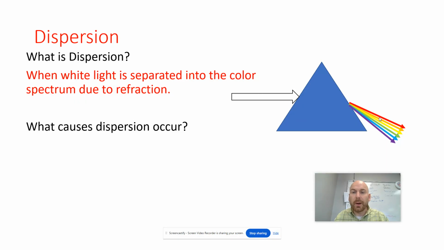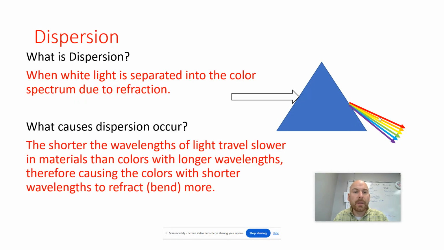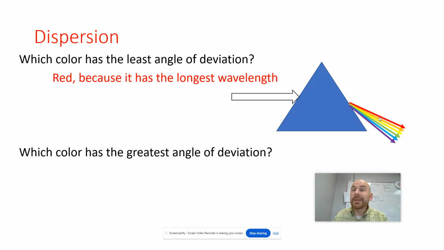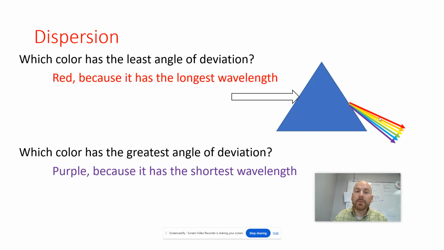So the white light is being separated out into the color spectrum, and the reason this happens is that shorter wavelengths of light travel slower through the material than longer wavelengths, therefore causing the shorter wavelengths to refract or bend more because they're affected more by that material. So which color has the least angle of deviation? Red, because it has the longest wavelength, and purple has the greatest angle of deviation because it has the shortest wavelength. So there you go.